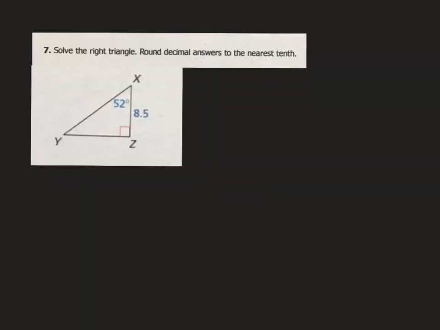So in number 7, this is the other way that we can solve a right triangle when we have an angle measure and a side length. So we don't have enough to use Pythagorean theorem to solve those side lengths, so we have to use our trig functions. So we do have enough information to solve for our missing angle right away, because we know one angle is 92 degrees and the other one is 52. So we can find angle Y by subtracting those two angles that we know, which is going to give us 38 degrees for Y.